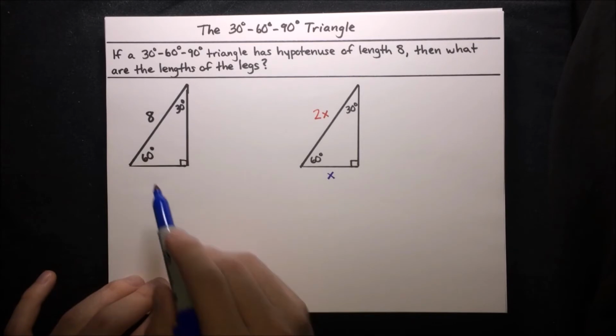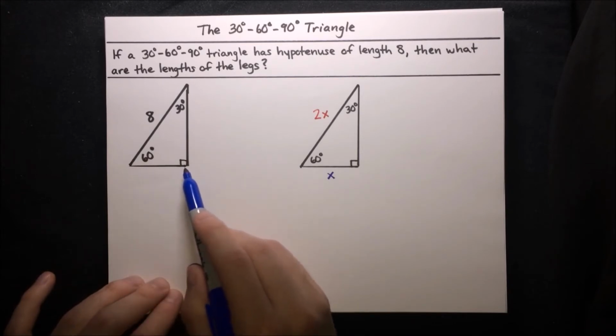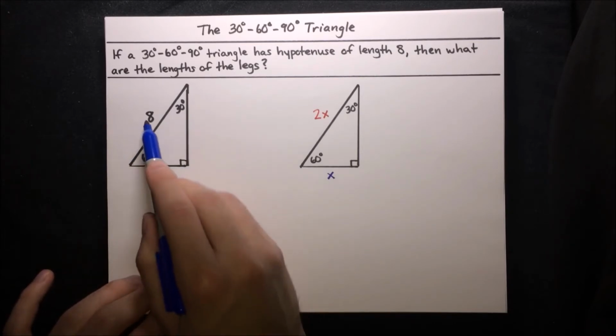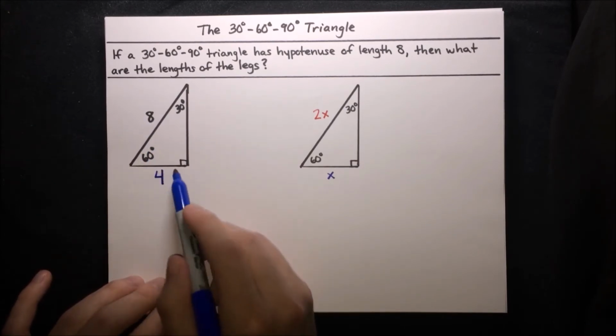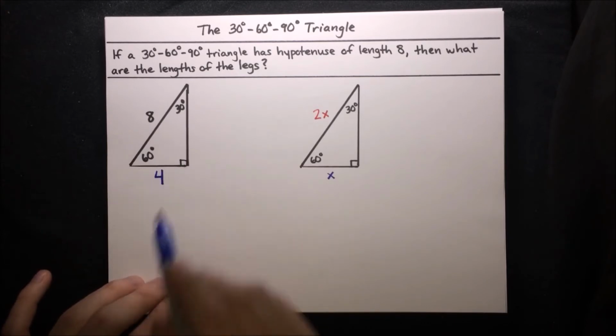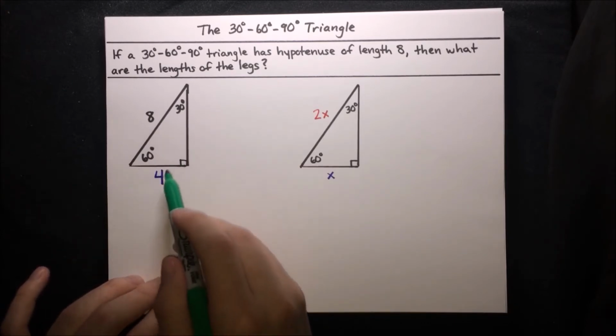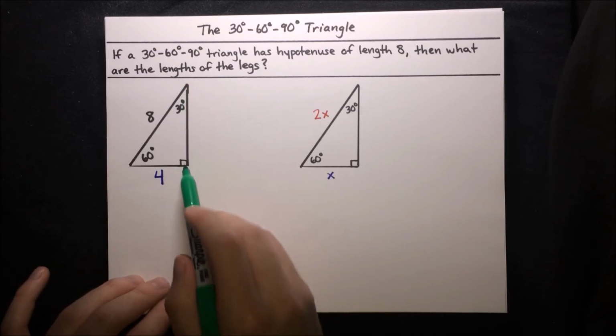So to get the length of the shortest leg here, we just have to think what doubled makes 8. And to find that, we can just divide 8 by 2. Half of 8 is just 4. 4 doubled makes 8, so that's the length of the shortest leg. Alright, but we also want to find the length of this other leg. So how do we find that?